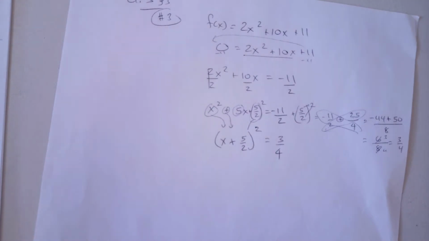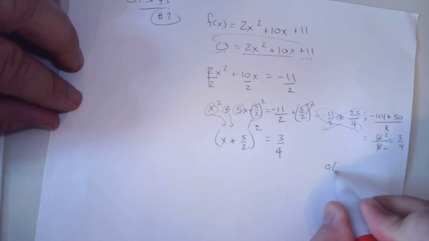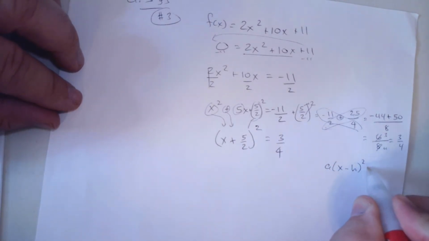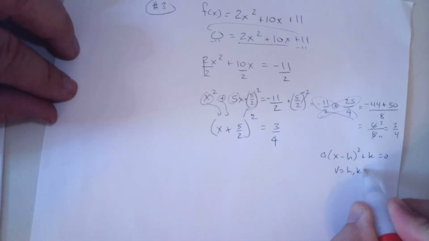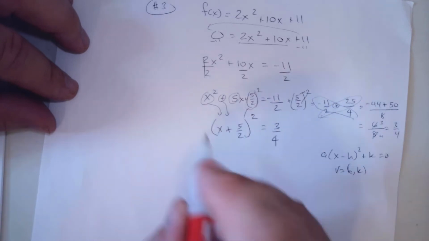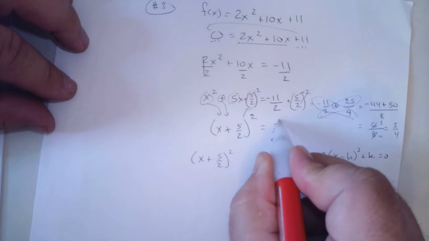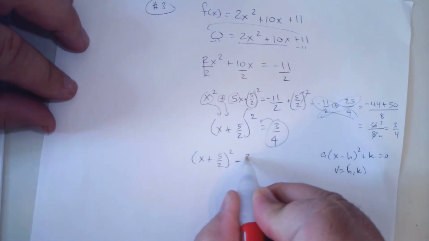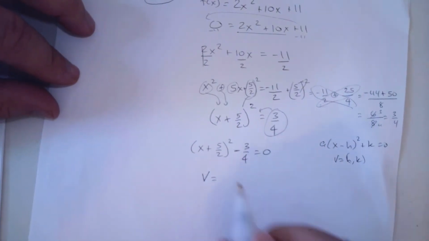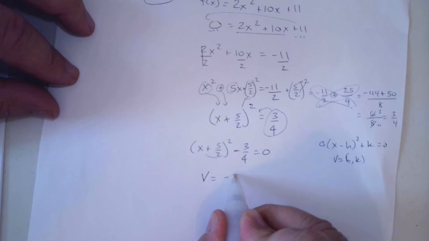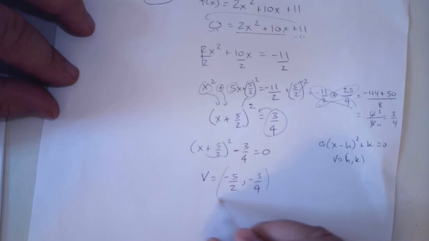Alright, so we have both sides. Remember, in order to tell me what the vertex is, I have to have it in this form, where the vertex is the h, k. So I've got to move that over again. So I have x plus 5 over 2 squared. Move that over so it becomes minus 3 over 4. So the vertex is at negative 5 over 2, comma, negative 3 over 4.